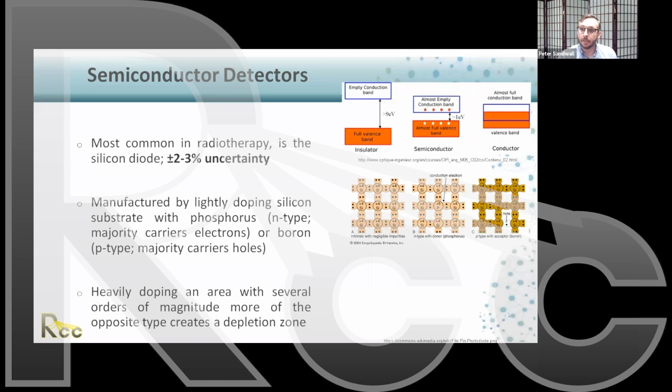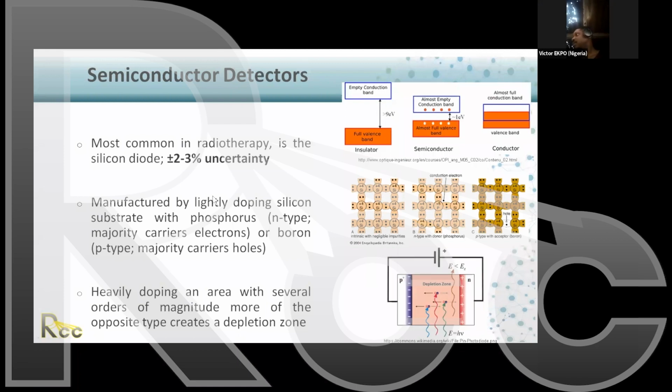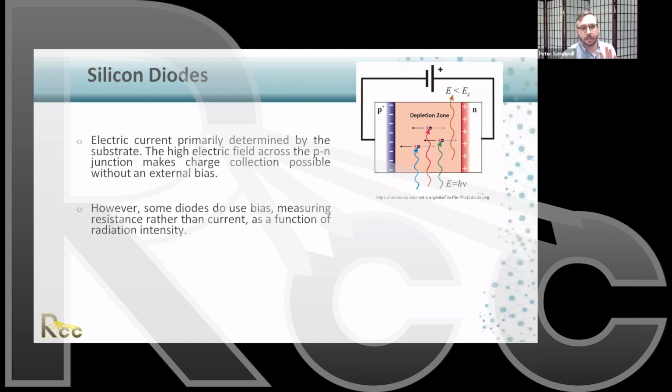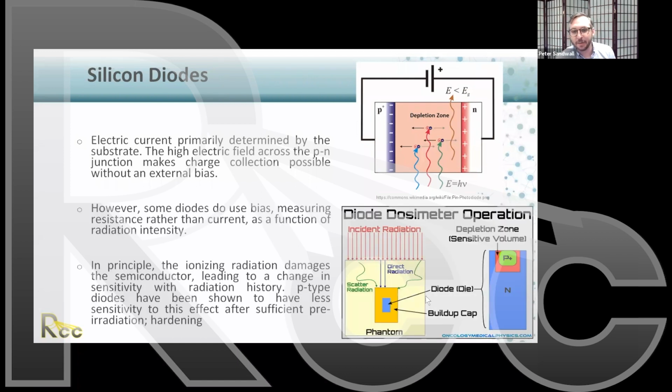Then to create a semiconductor junction, you heavily dope an area with several orders of magnitude more of the opposite type to create a depletion zone. This isn't showing one or the other; this is actually a PIN, but this is what's created. If you've got significantly more phosphorus on this area than boron on this other side, you're going to get this depletion zone. I'll show you how they look in practice. Like I said, here I wanted to show this picture over here.